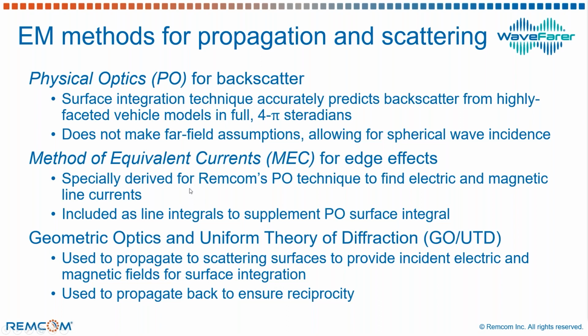We augment this with the method of equivalent currents, which adds edge effects, and similar to diffraction, allows you to handle the effects that happen at edges through a line integration that's very compatible with the physical optics integration. And then this is combined with geometric optics and uniform theory of diffraction calculations that are used to propagate through a scene, to reflect from surfaces, diffract around corners, and interact with elements of the environment around the target geometry that we're scattering from.